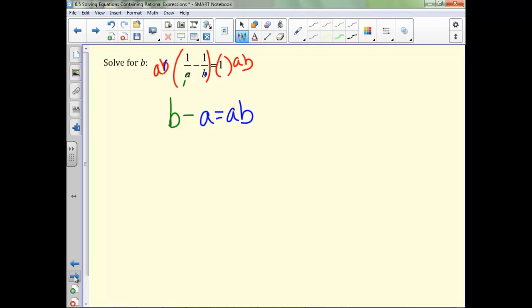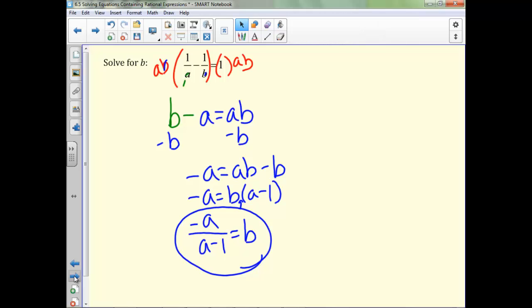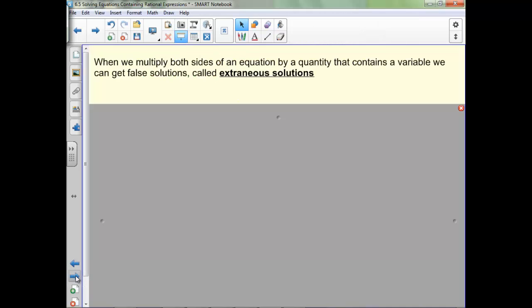And now thinking back to chapter 5, in order to do this, we have to get all our b's on the same side. So let's subtract b. And then we can factor a b. And then because this is multiplication, we can divide both sides by that a minus 1. We did already talk about extraneous solutions, but here's the formal definition.